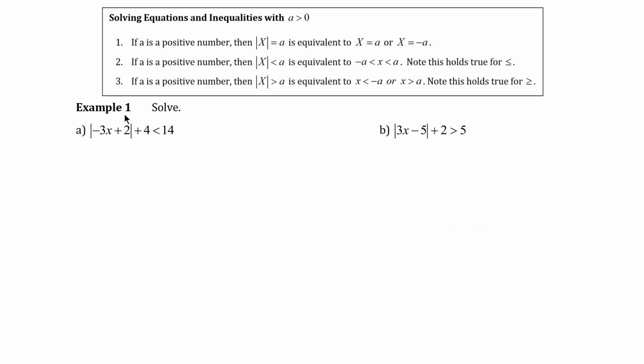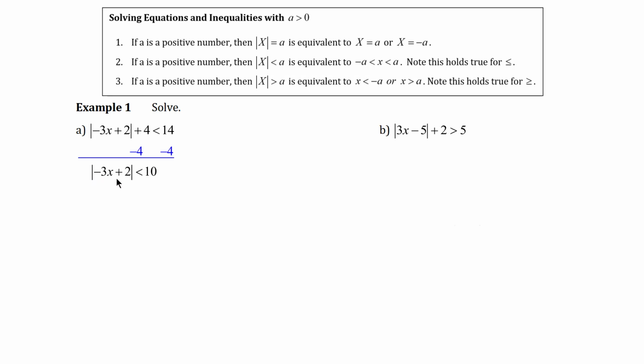In example number 1, part A, we need to solve the absolute value of negative 3x plus 2, outside of the absolute value, we have plus 4 less than 14. The first thing we need to do before we apply an absolute value rule is isolate the absolute value on one side. First, I'm going to get rid of the positive 4 by subtracting 4 from both sides of the inequality.